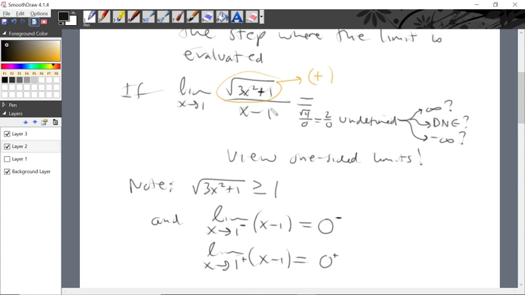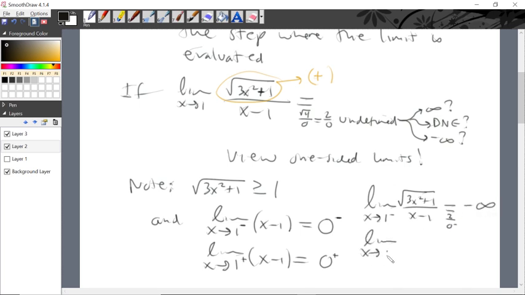So because of that, since x minus 1 is in the denominator, from one side it goes to a small positive number, and from the other side it goes to a small negative number. That means the limit from the left of the square root of 3x squared plus 1 over x minus 1 is 2 on top, but the denominator is a really small negative number. That means this goes to negative infinity.